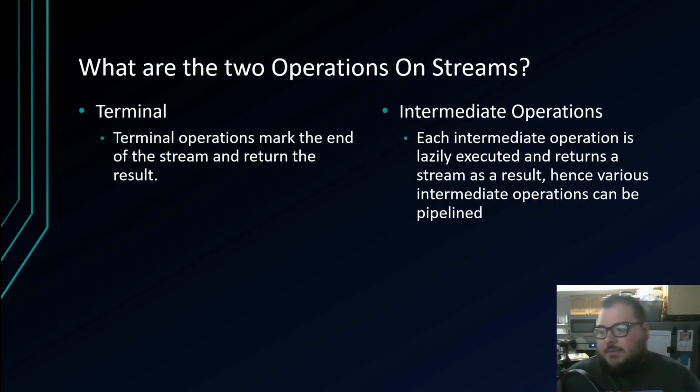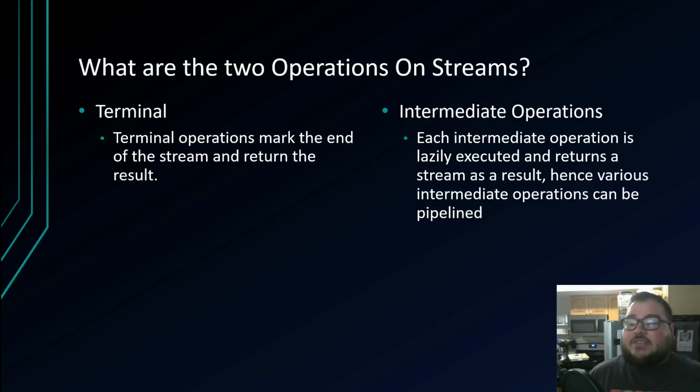There are two types of operations on streams. The first are terminal operations, and the second are intermediate operations. Terminal operations mark the end of the stream and return the result. So if a terminal operation is called on a stream, the stream is then ended. That will be the last thing that gets called on a stream. A lot of the time you'll see things like collect, forEach, or findFirst, and we'll get into a few of the greatest hits of those. But for now, just know that when you call a terminal operation on a stream, that marks the end of processing the stream.